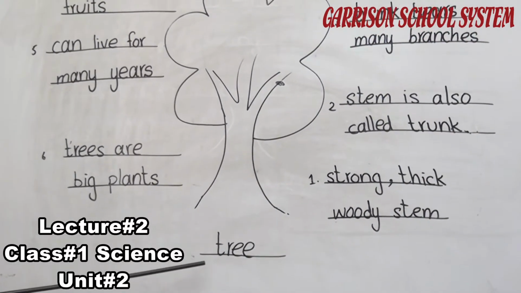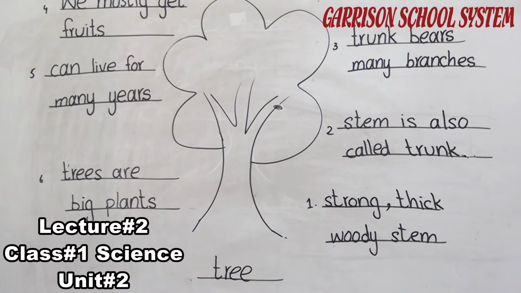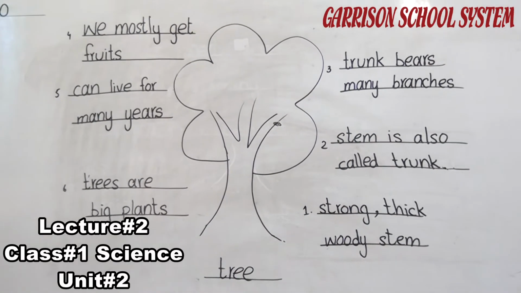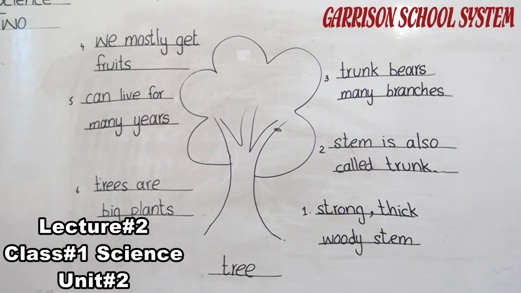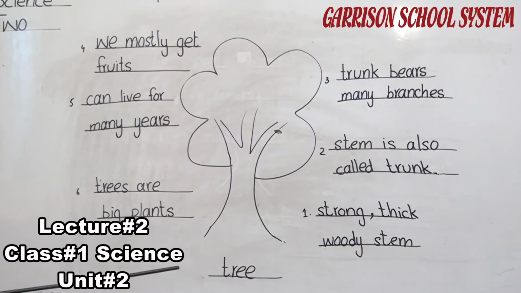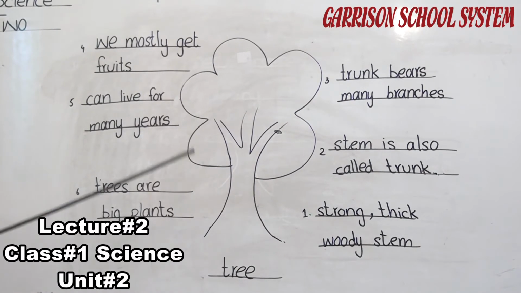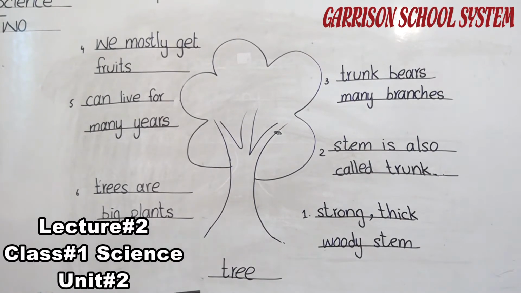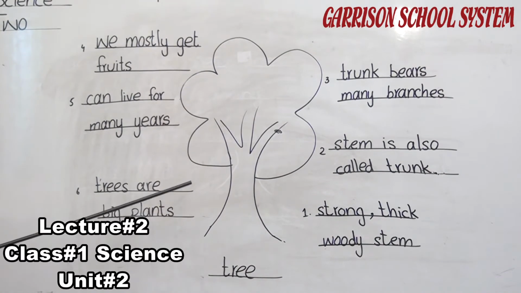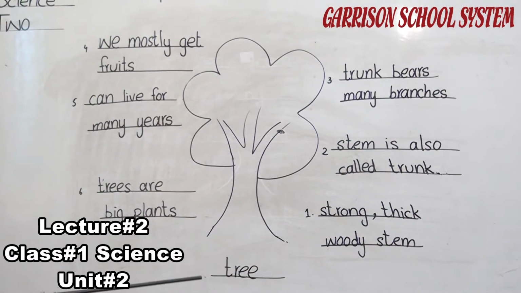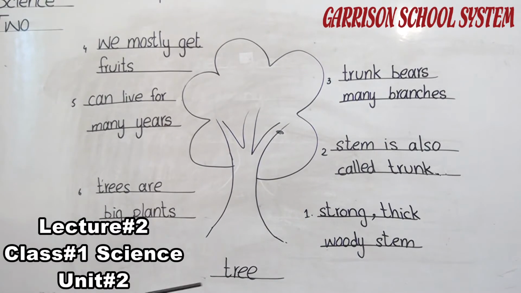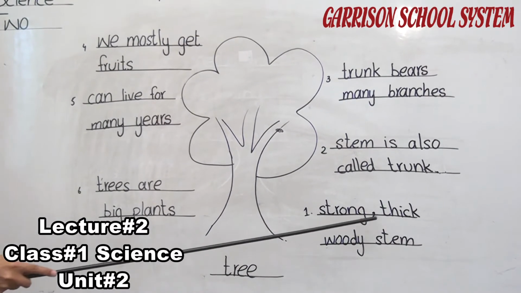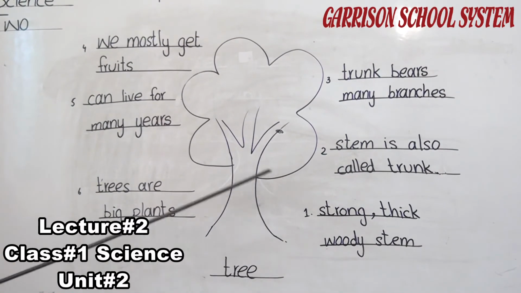You know that in class 1 you read about big plants and small plants. We divide the plants into 2 groups, small and big plants. Big plants are called trees. Here you can see a tree. We come to know why we call this type of plant a tree. Trees are big plants. A tree has a strong, thick, woody stem.